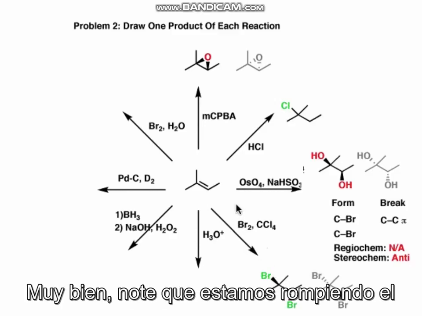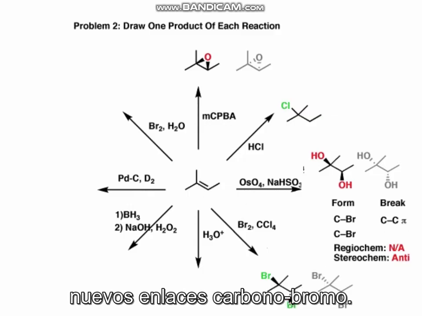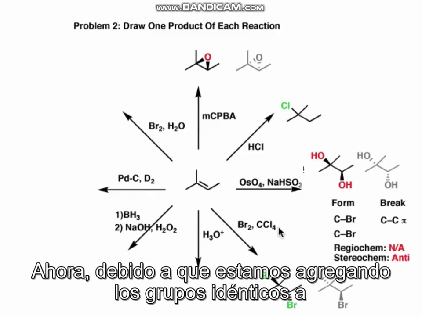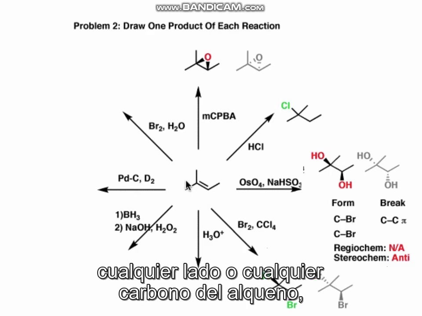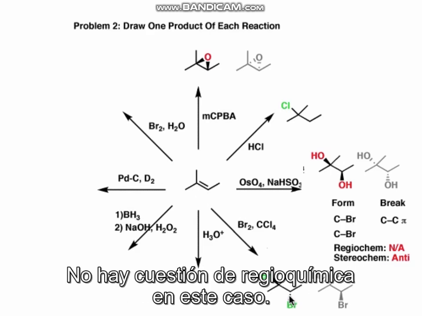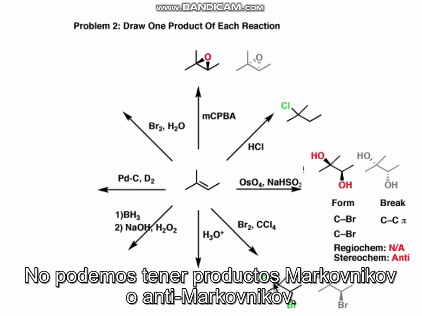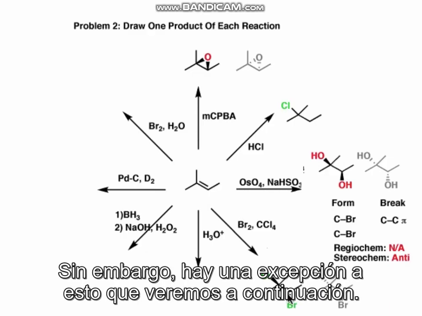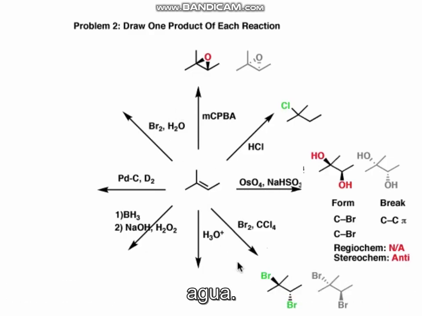All right, notice that we are breaking the carbon-carbon pi bond, and we're forming 2 new carbon-bromine bonds. Now, because we're adding the identical groups to either side or either carbon of the alkene, there's no question of regiochemistry in this case. We can't have Markovnikov or anti-Markovnikov products. However, there is an exception to this we'll talk about when we go through bromine and water.